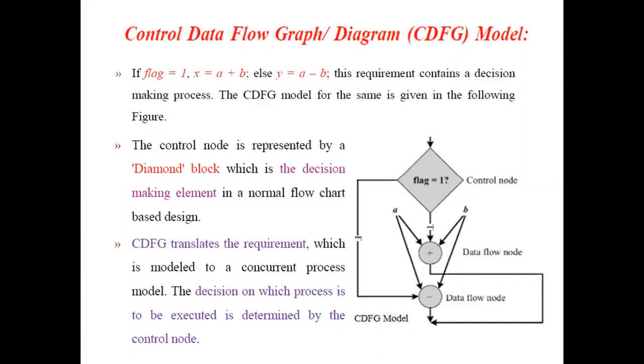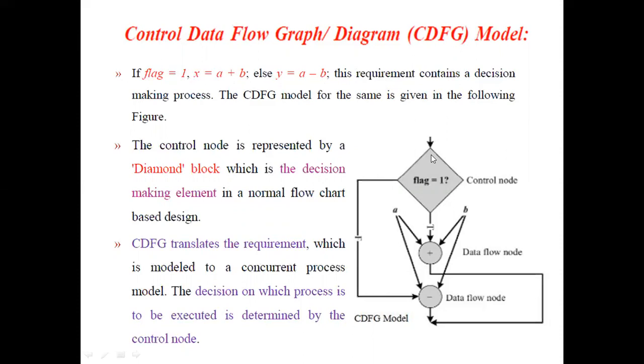The control data flow graph is used for modeling applications involving conditional program execution. The CDFG, the control data flow graph model, contains both data operations and control operations. For example, if flag equals 1, x equals a plus b, else y equals a minus b. We're going to represent this example using a control data flow graph.